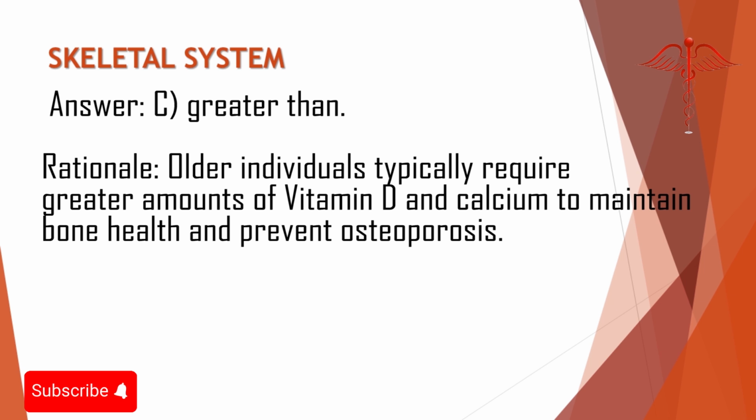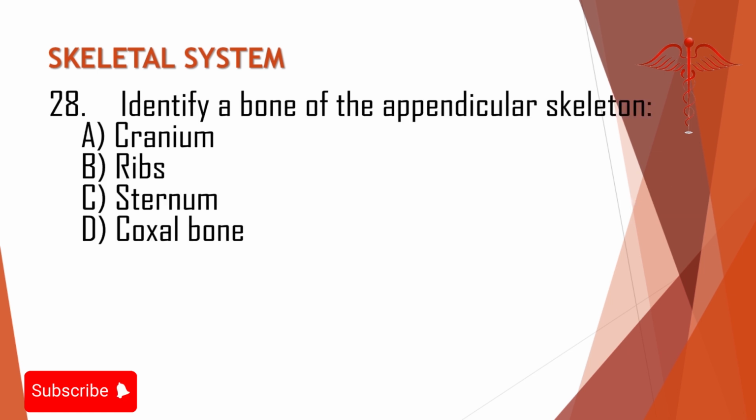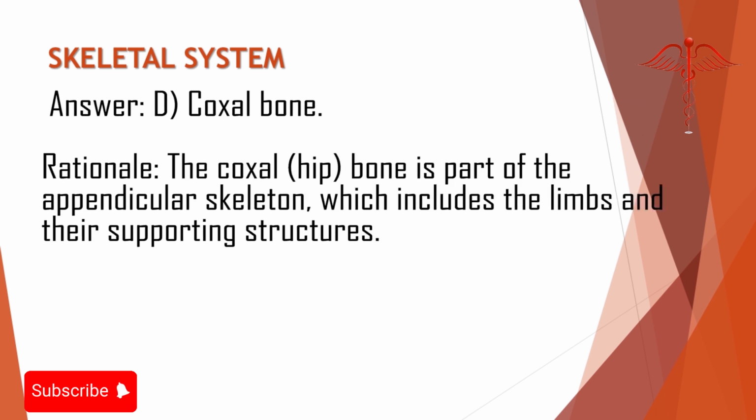28. Identify a bone of the appendicular skeleton. A. Cranium. B. Ribs. C. Sternum. D. Coxal bone. Answer: D. Coxal bone. Rationale: the coxal, or hip, bone is part of the appendicular skeleton, which includes the limbs and their supporting structures.